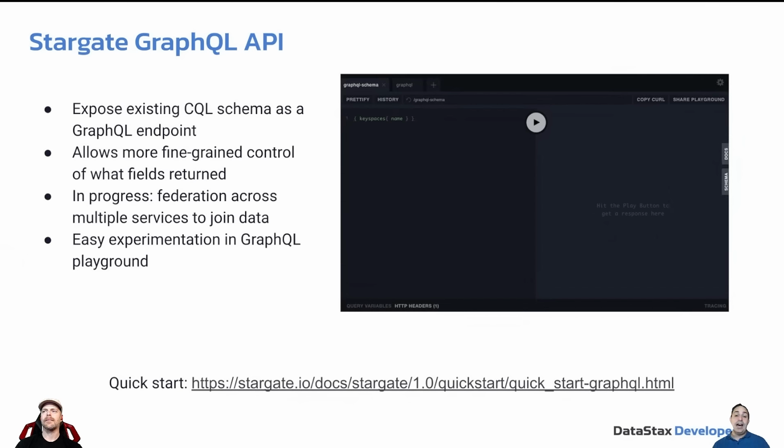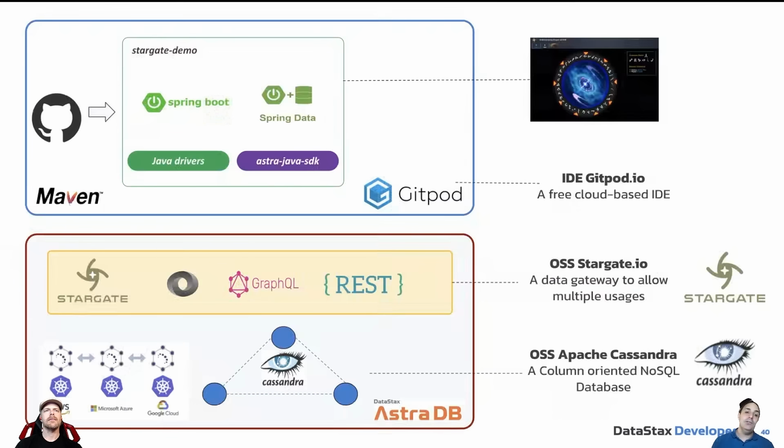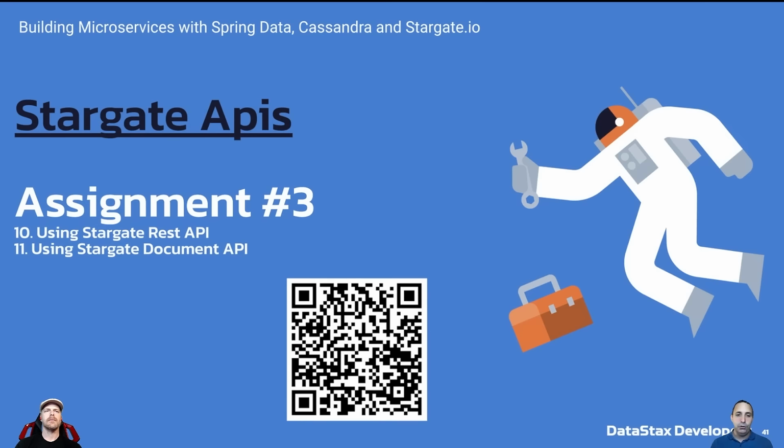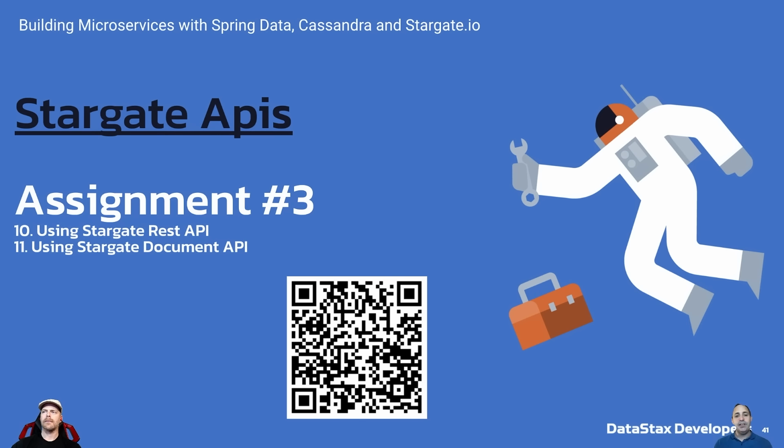So fortunately, as I told you, Stargate is included in Astra DB. Nothing for you to check or configure. You will simply use embedded tools provided by Astra, namely Swagger UI and GraphQL Playground, to play with those APIs. And with that, your turn. Go to assignment 3, numbers 10 and 11 in the GitHub. Here you see the QR code. And of course, David will do the walkthrough with you in the next video.